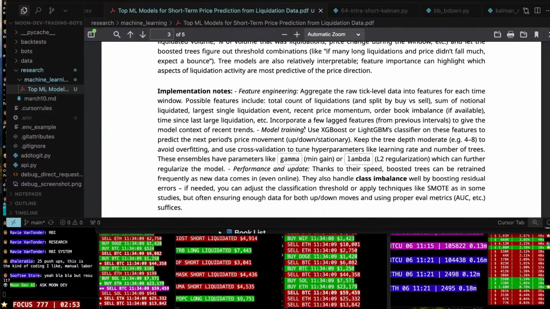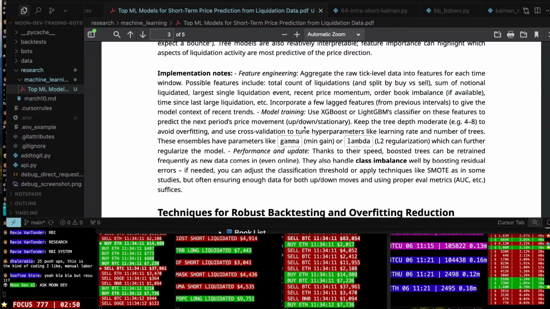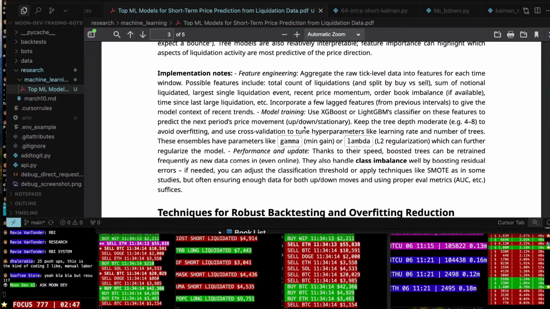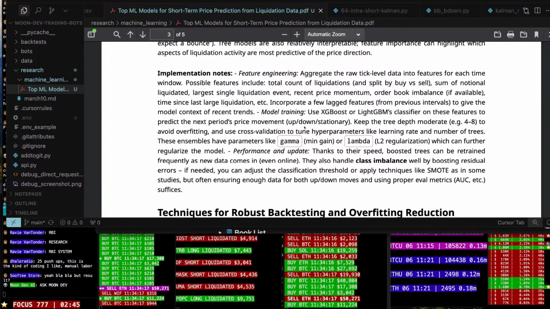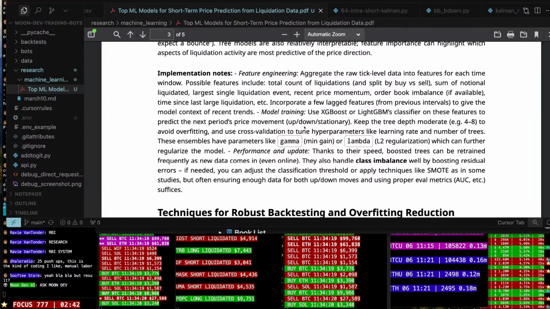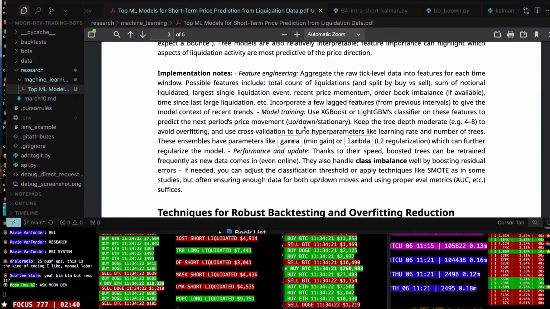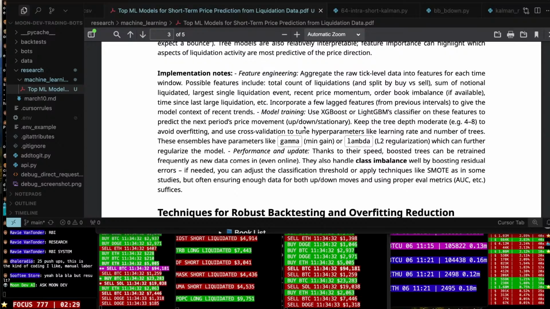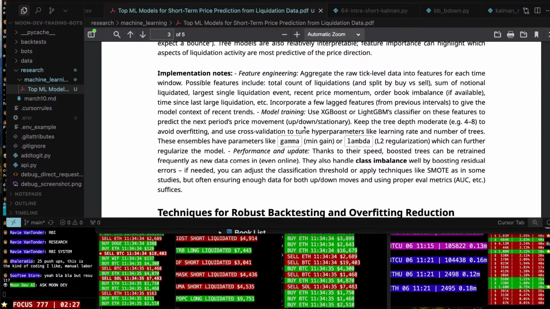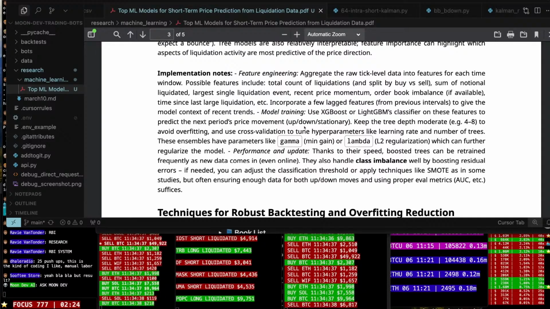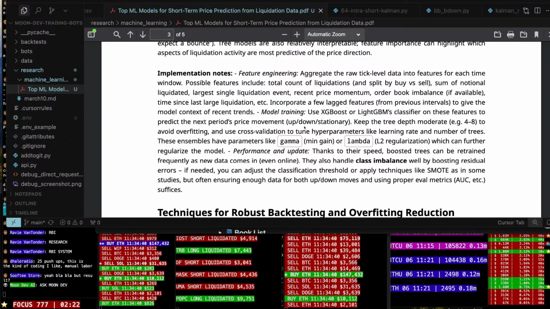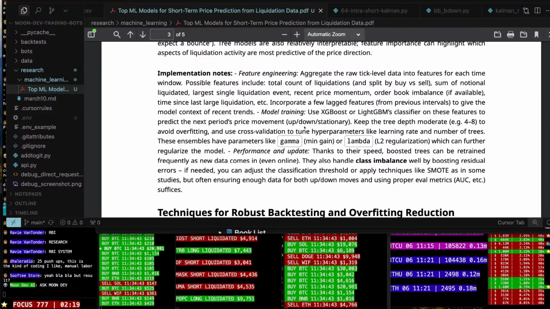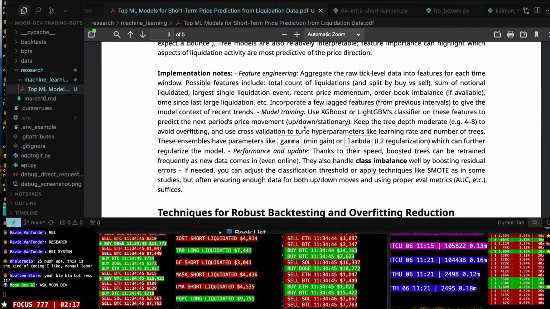Implementation notes, feature engineering. Aggregate the raw tick level data, which we have, into features for each time window. Possible features include total count of liquidations and split by the buy and sell, sum of notional liquidated, largest single liquidation event, recent price momentum, order book imbalance, if available, time since last large liquidation, etc. Incorporate a few lagged features from previous intervals to give the model context of recent trends.